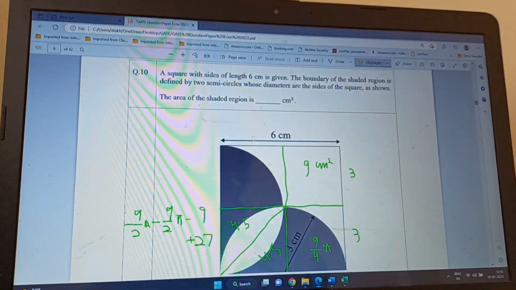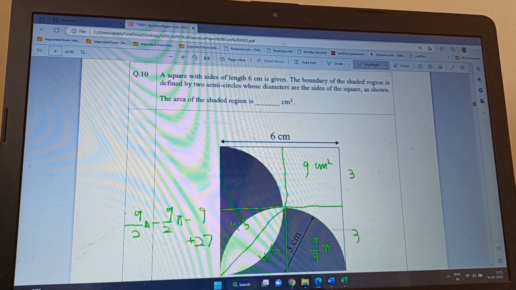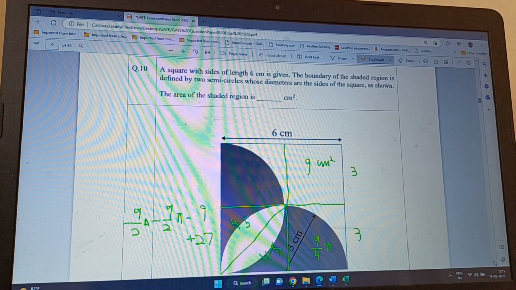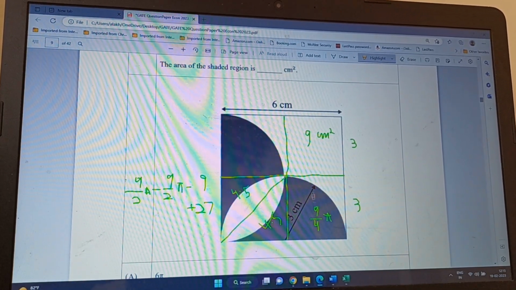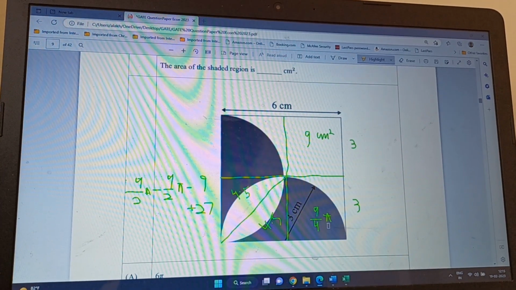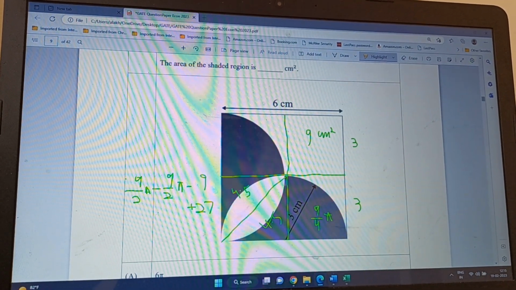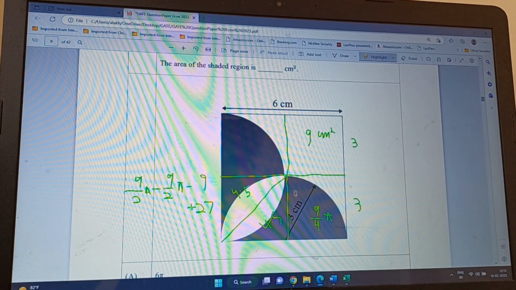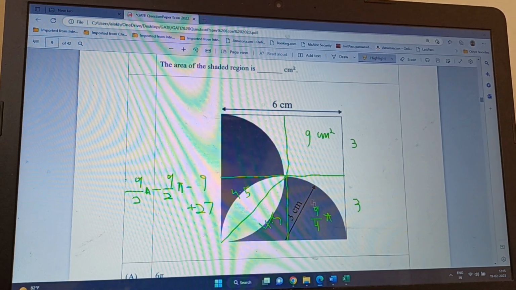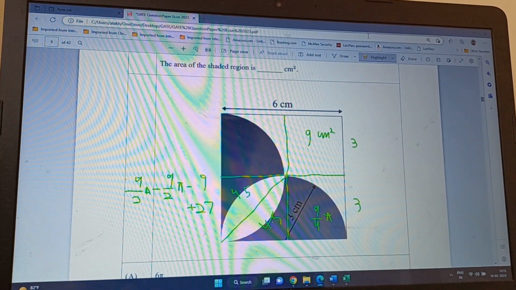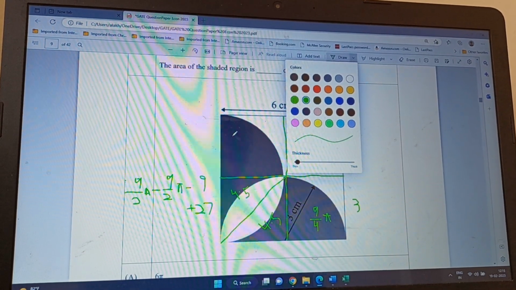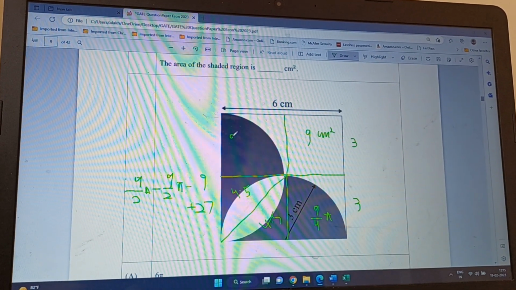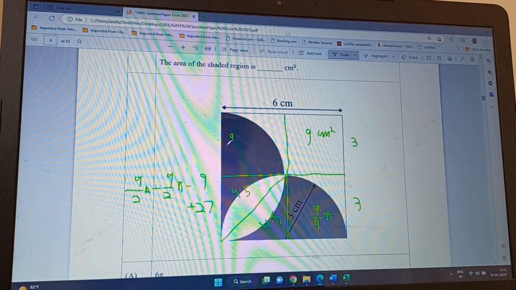The area of the shaded region is, since the area of a circle is pi r square and r is here 3, it will be 9 pi, and this part of the circle is 1/4 of that. So the area of this circle part is 9 by 4 pi, and the area of this one is also 9 by 4 pi. So both of these are equal, 9 by 4 pi.